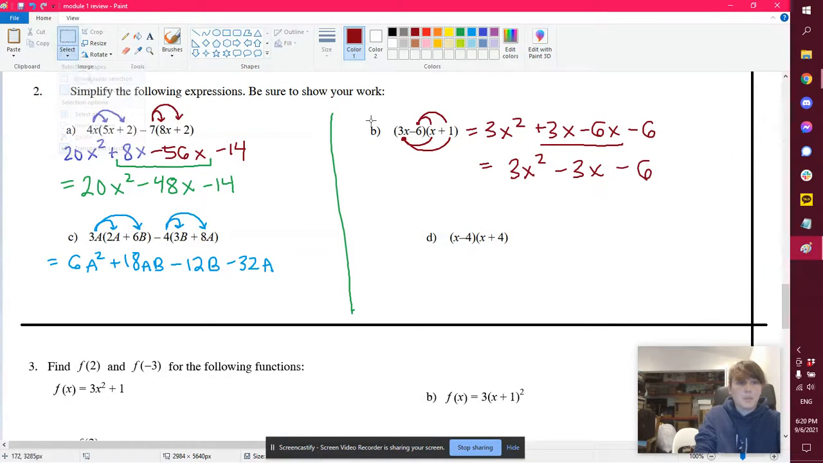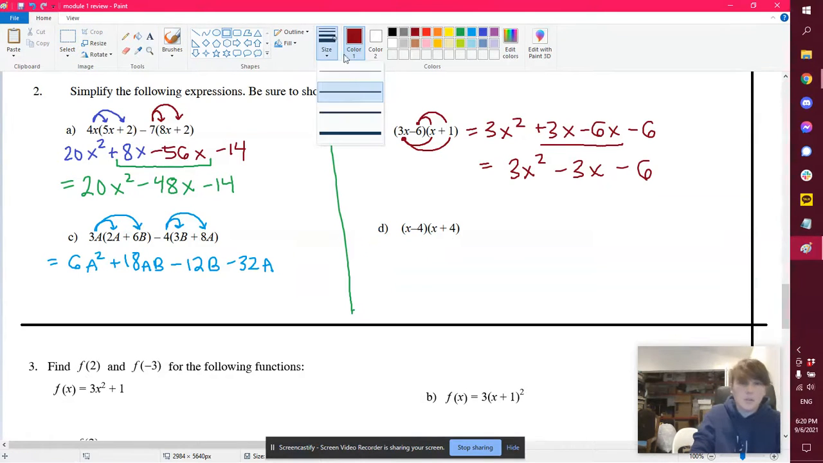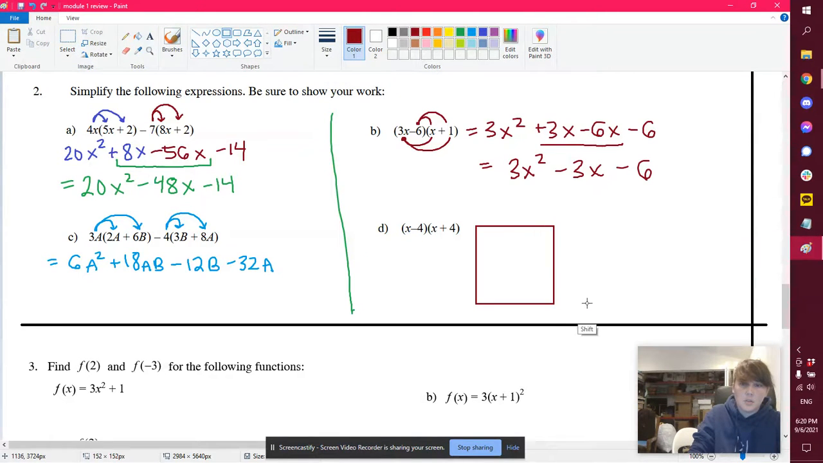The other way people learned this, or like to think about it a lot, is the box multiplication. So we'll do a box one now. Yep, good. Nice, got there.